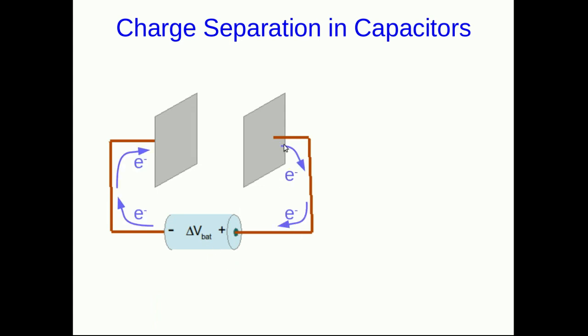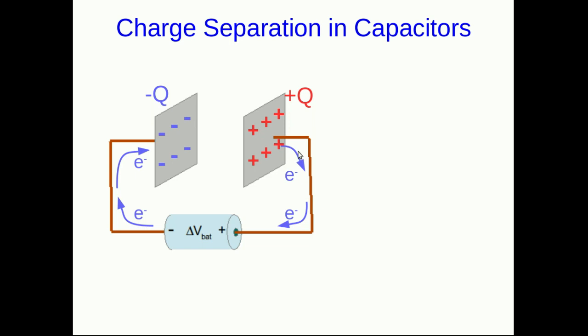Well, electrons are going to be pulled off of this plate towards the positive terminal of the battery. And similarly, electrons are going to be pushed out of the negative terminal of the battery onto this plate. And so we're going to get a buildup of positive charge on one plate and negative charge on the other. And notice that all this negative charge is electrons arriving, and they came from this plate. So we're guaranteed that these charges are of equal magnitude.